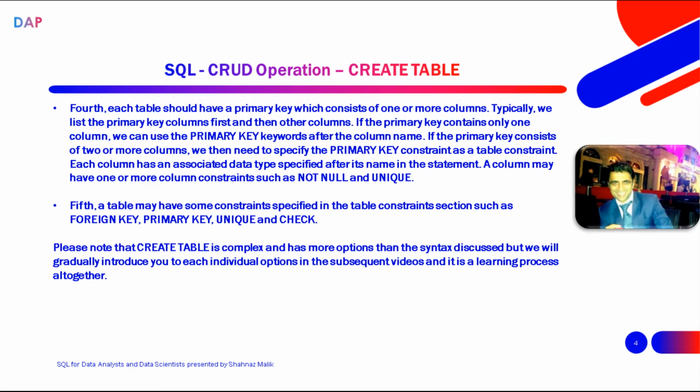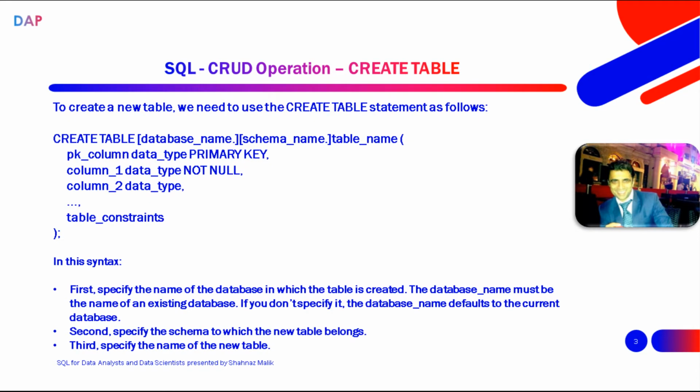Now the fourth point is each table should have a primary key. See, if I created some columns, one of them I set as a primary key. What's a primary key, what's a foreign key, all that I have discussed in previous videos.